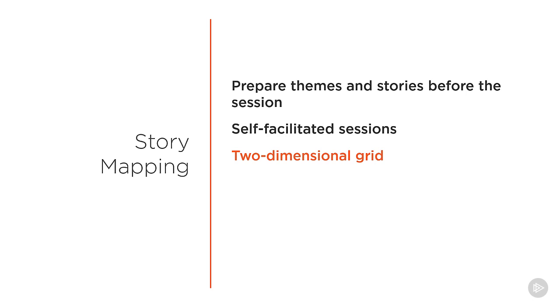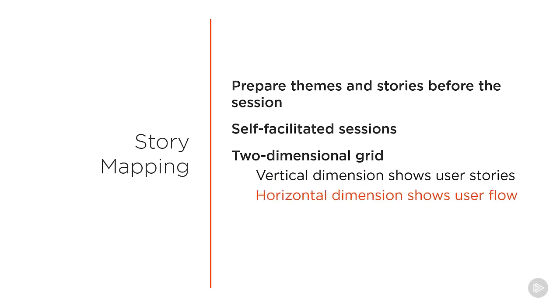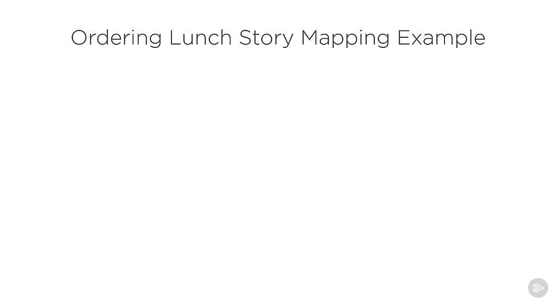It uses a two-dimensional grid structure. When we take a look at the vertical dimension, at the top we have higher-level stories and user activities. Going down vertically, we get smaller stories organized by priority underneath the corresponding top-level story. On the other hand, the horizontal dimension shows user flow, that is, the critical aspects of the product. Following is an example of a story map for ordering lunch over the app.